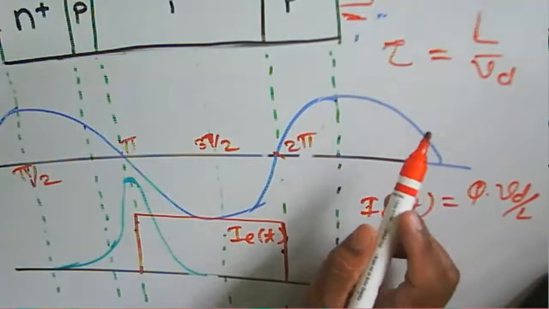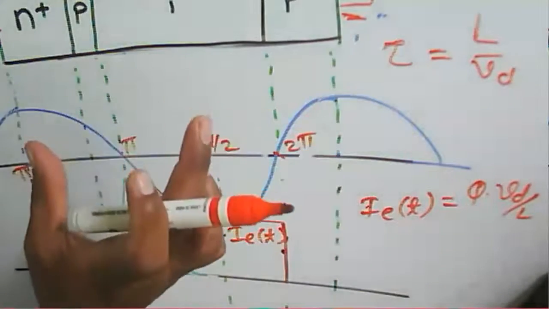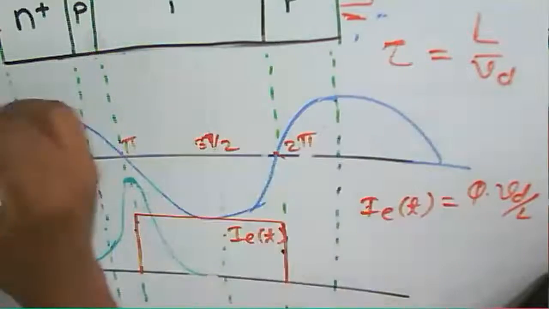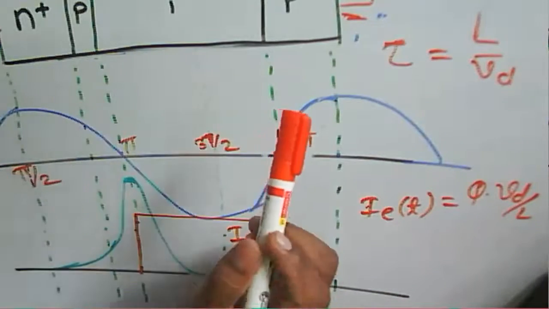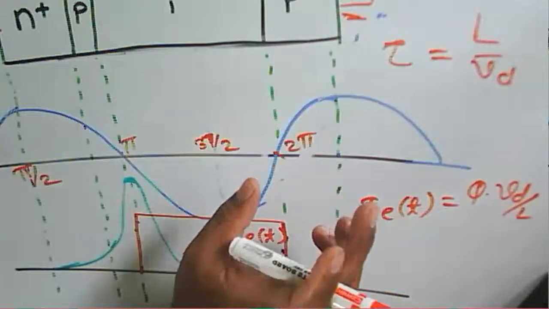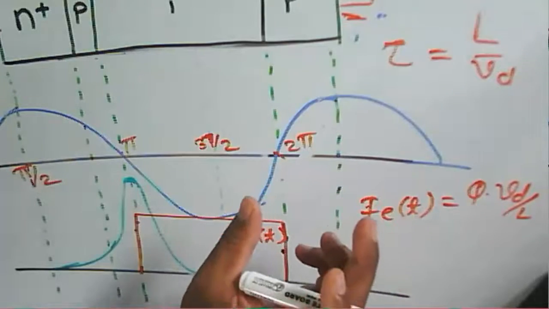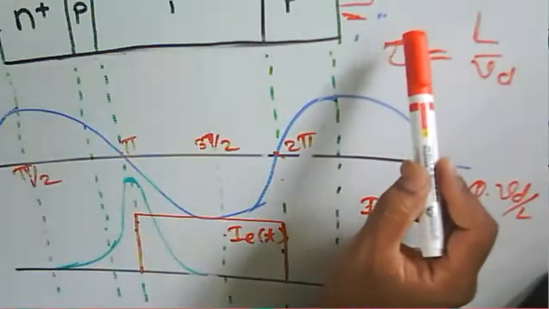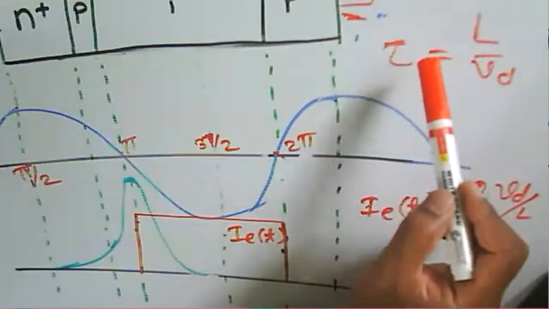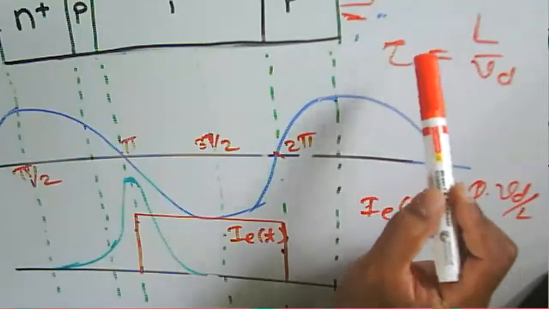So to achieve this, for the diode to work in the negative resistance region, the time period of this AC voltage has to be equal to twice tau here. Okay, so that oscillation will be occurring.